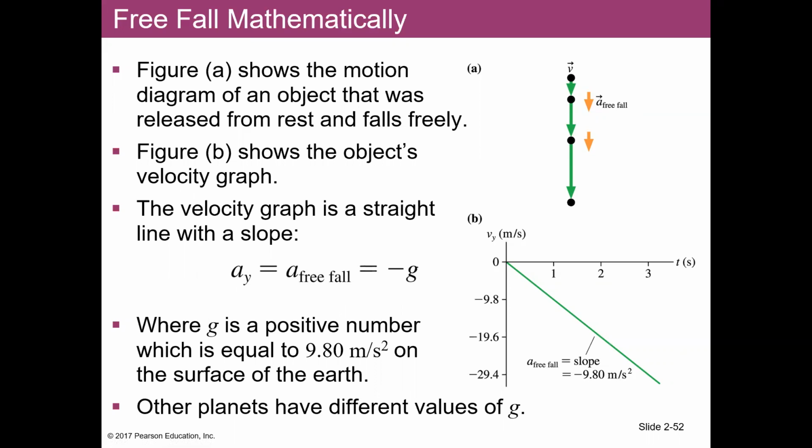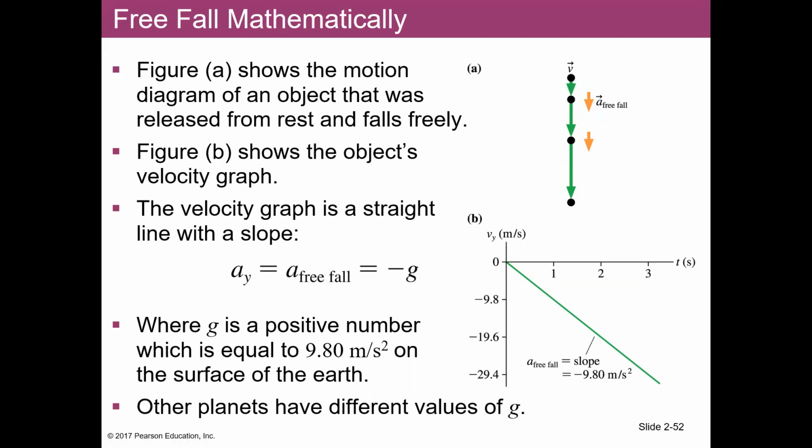And why is it positive? Well, because it's the magnitude. Vectors have a non-negative magnitude and a direction. In one dimension, the component can be positive or negative, but the magnitude is always positive. So that's what we mean when we say that g is a positive quantity.